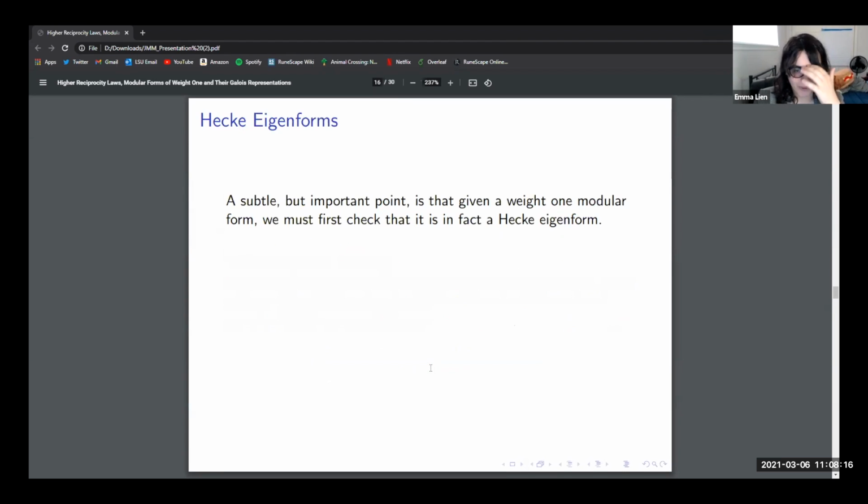A subtle but important point is that given a weight 1 modular form, we first have to check if it's a Hecke eigenform. There's a somewhat amusing anecdote: when I was working all of this out, I spent about 2 weeks trying to find the polynomial that corresponded to a certain modular form, but it turns out it wasn't even a Hecke eigenform to begin with. So I wasted 2 weeks because I forgot to check one of the most basic things in order to apply the theorem to begin with.